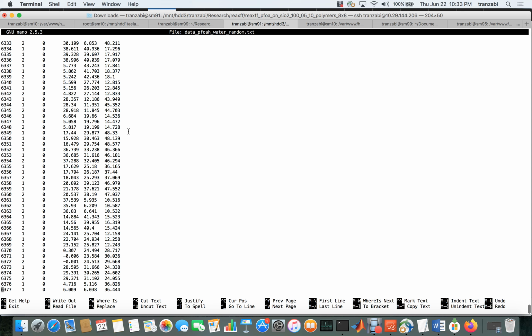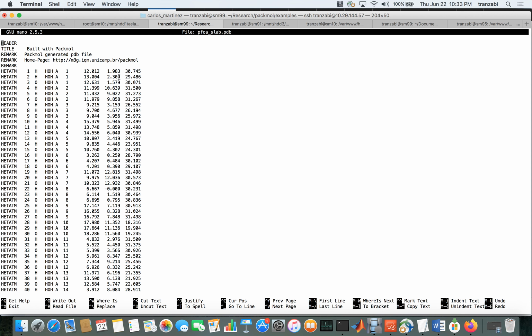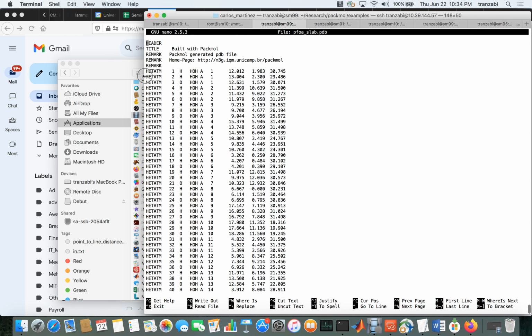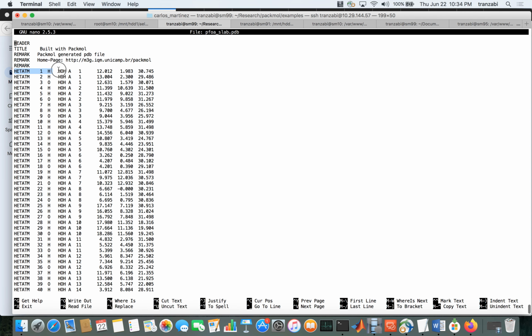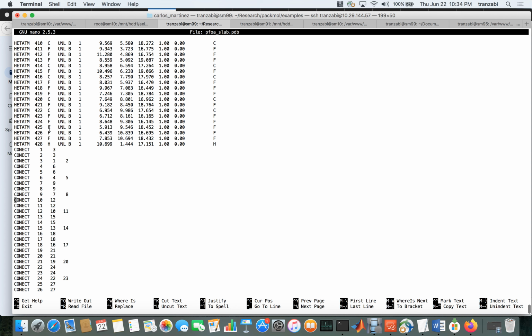So let's say this has to be 7,124, yeah. Overall we have 6 types. You see that sometimes you get atom type 6, which stands for hydrogen. In the PACMO output file, the only block that would be useful for us is this block, starting from the heterogeneous atom line all the way to the line that starts with connect.